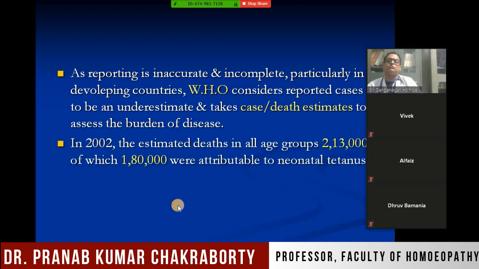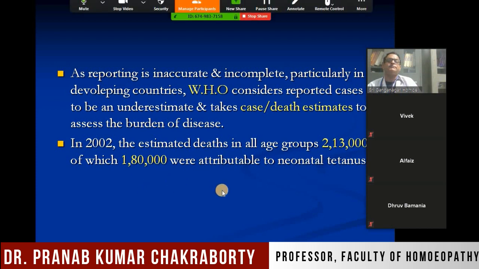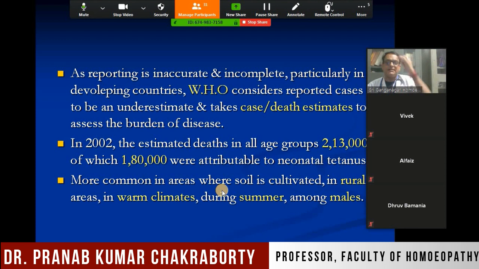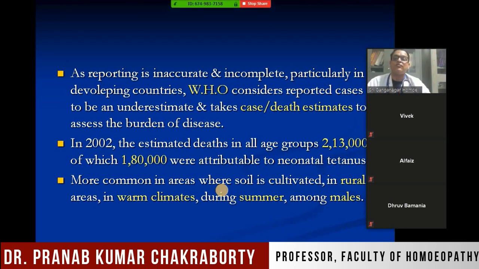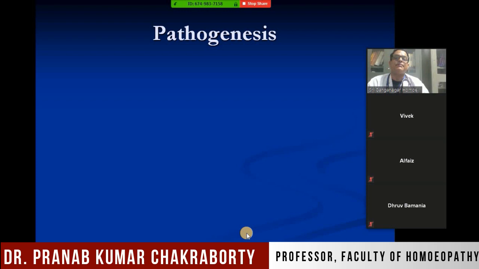In 2002, the estimated deaths in all age groups were about 213,000, of which 180,000 were attributed to neonatal tetanus. Different types of tetanus are there: cephalic tetanus, neonatal tetanus, local tetanus, generalized tetanus. A lot of varieties are there, which will come later on. It is more common in areas where soil is cultivated, in rural areas, and in warm climates.